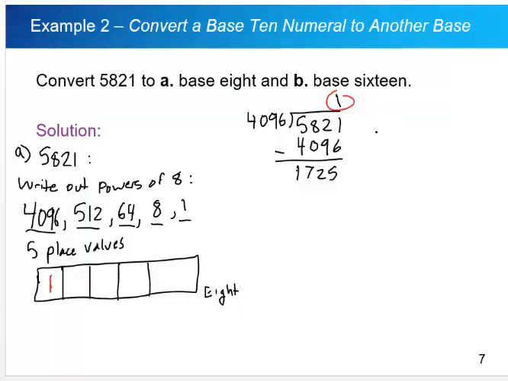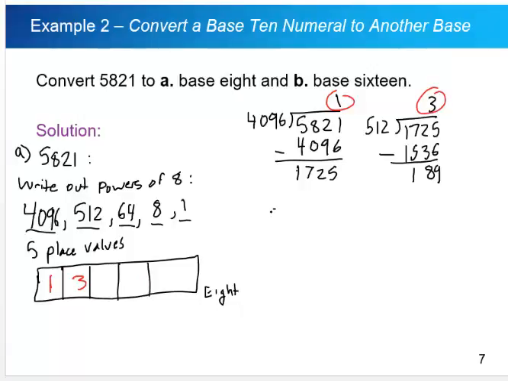Next, I want to know, with the 1725 that we have left, how many 512 bills do I need? And if you're using your calculator, you'll see that you get 3 point something. All I want is a 3. So now with your calculator, you do 3 times 512, and we get 1536. Subtract off, we get remainder 189. Again, as we're doing this, fill in the quotients.